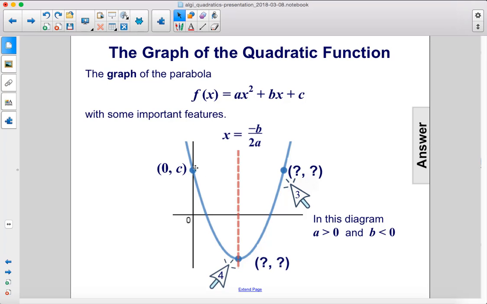What is this value c? We have this other point, which is equidistant from the axis of symmetry to this point, and that's at negative b over a, comma c. And then we have the vertex here, which is at negative b over 2a, and then plugging that value into the function to find the y-coordinate.